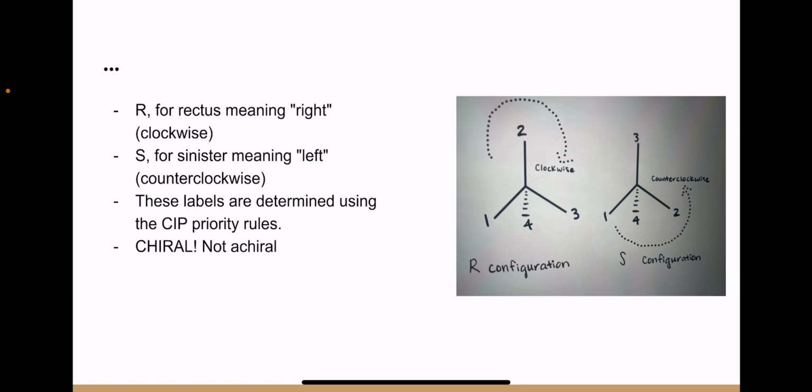Today I will discuss naming isomers using the CIP system to assign the R and S prefixes to chiral centers. Stereochemistry is the branch of chemistry that focuses on the spatial arrangement of atoms within molecules and the effects of this arrangement on their chemical behavior. Among the various types of isomers, chiral centers are particularly significant.